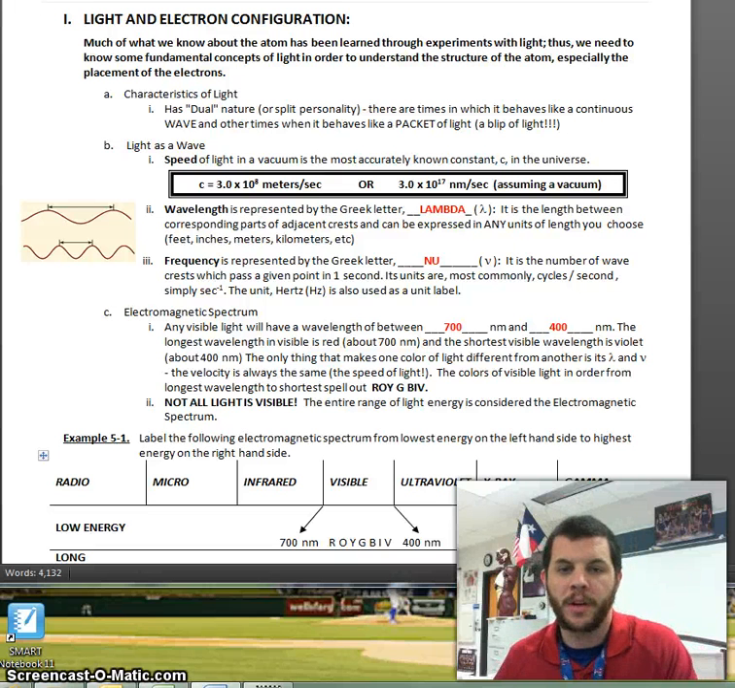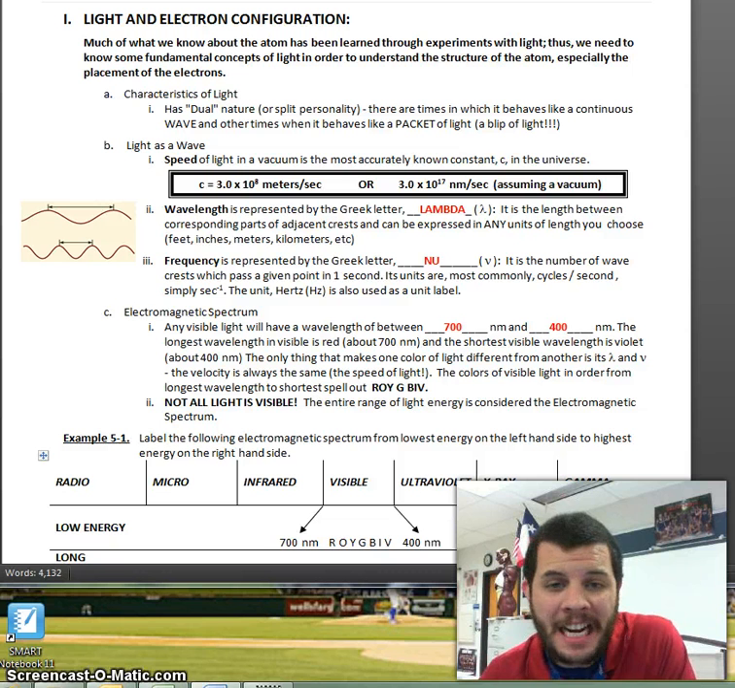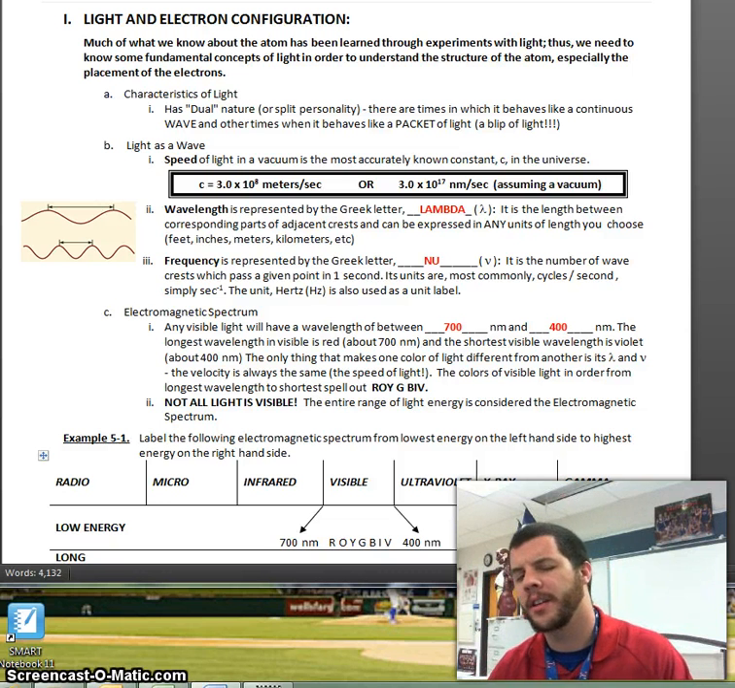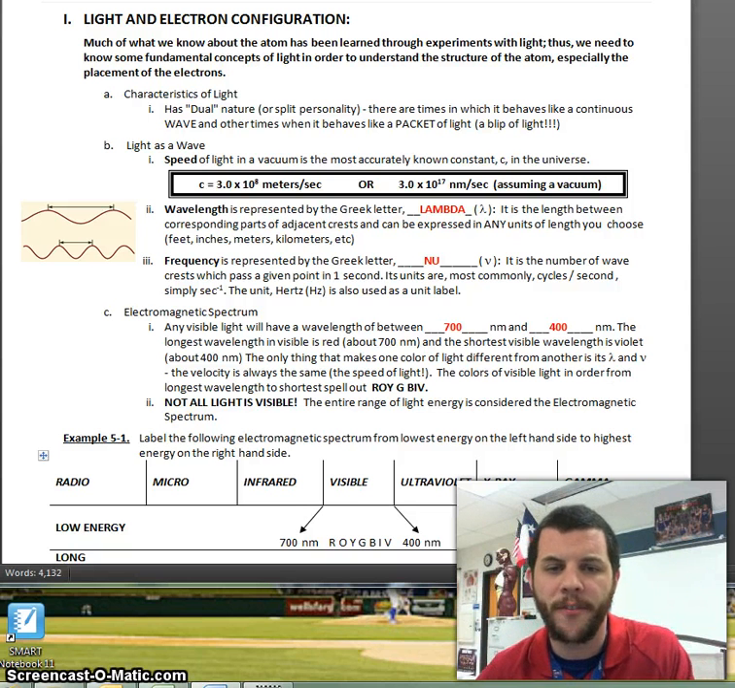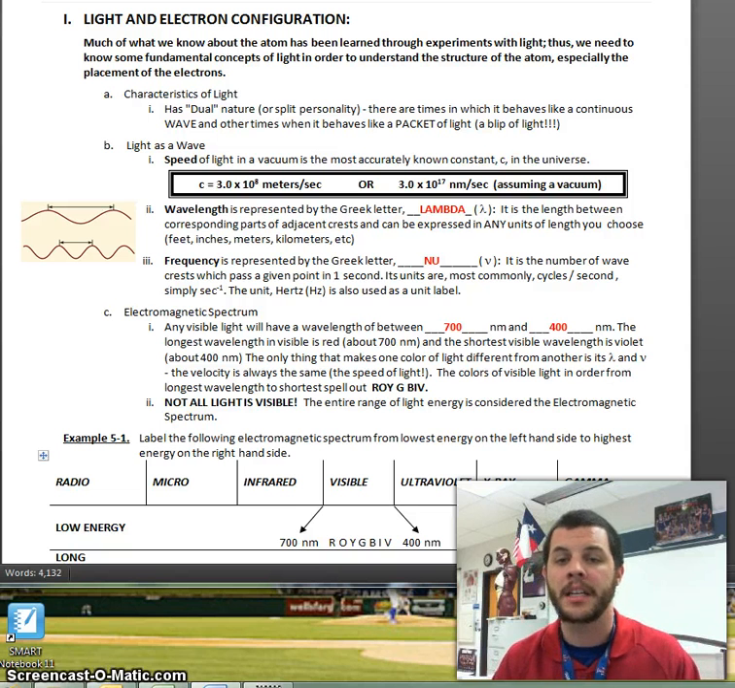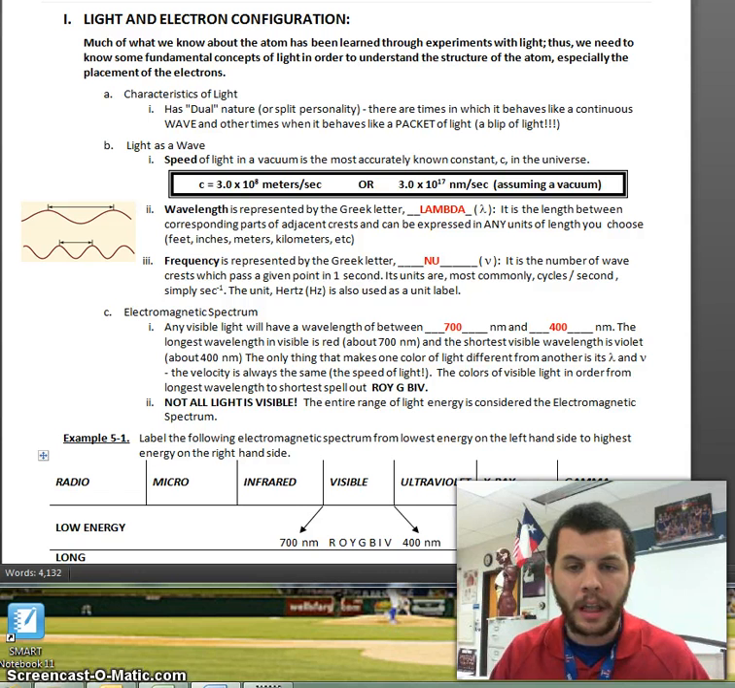Welcome back, folks. We're actually just now getting into Unit 5, which deals with light and the behavior of electrons and electron configuration, all kinds of fun stuff. So the first thing that we want to take a look at is light, because we've actually learned a lot about chemistry through light. Now, light is like a split personality, basically.